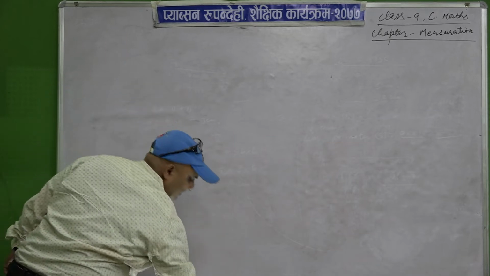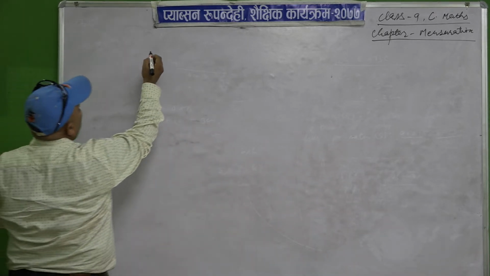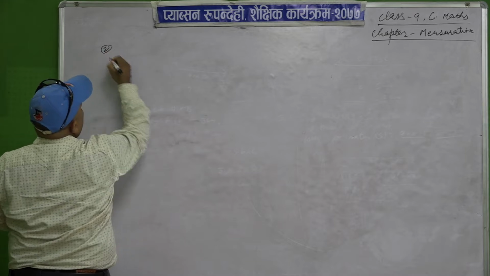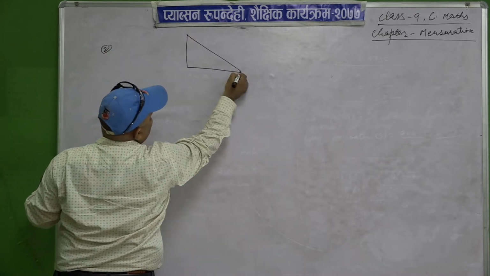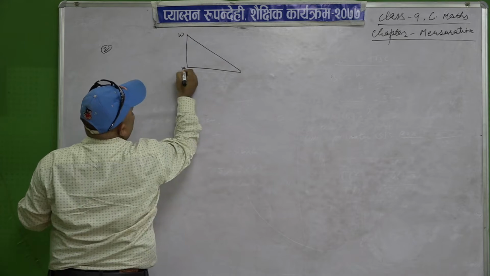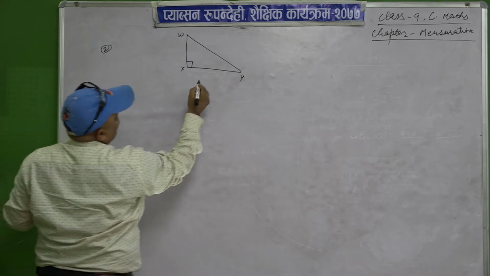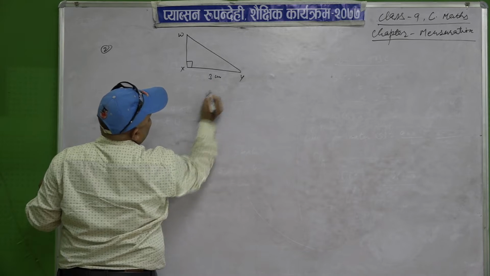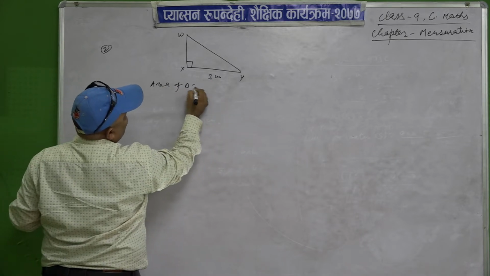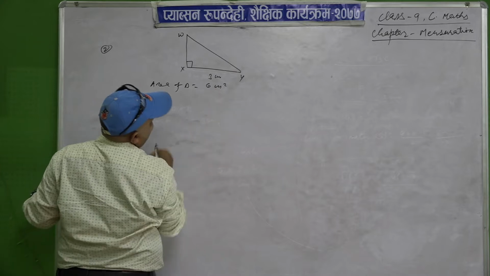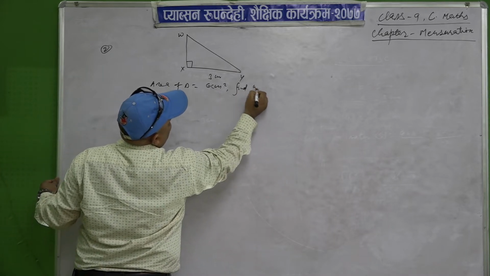Second question. Two number. So this is a triangle WXY. This side is 3 centimeter and area of triangle is given 6 centimeter square. Find WX.